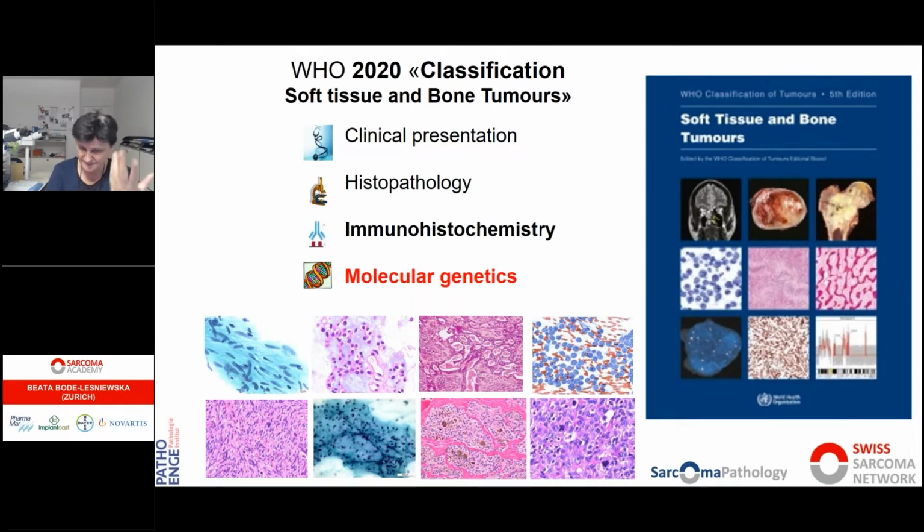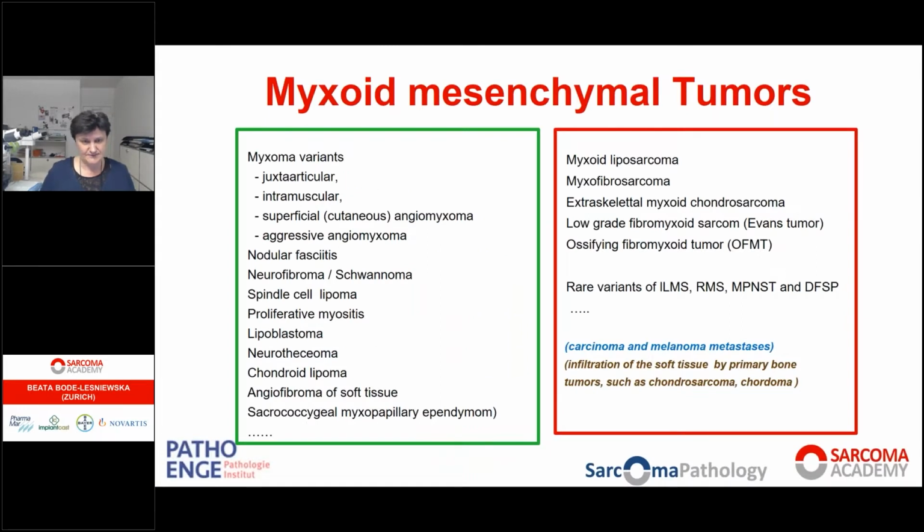our pathological process of arriving at the diagnosis in order to be able to give the patient the correct treatment. Of course, we want to arrive at the diagnosis of one of the entities included in the current classification of soft tissue and bone tumors from 2020. And for that we need clinical presentation and histopathology. That's what we already have. We need some immunohistochemical information, and if needed, we probably will need some molecular genetic information.